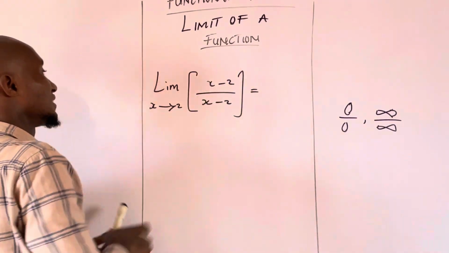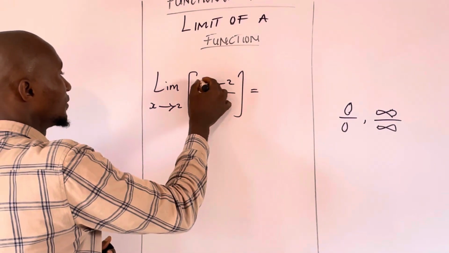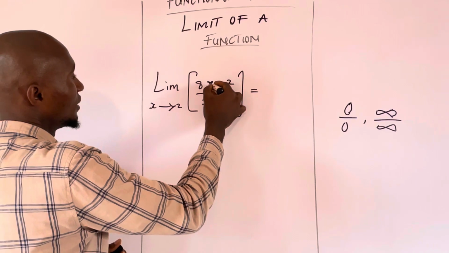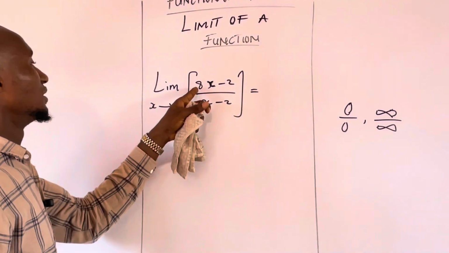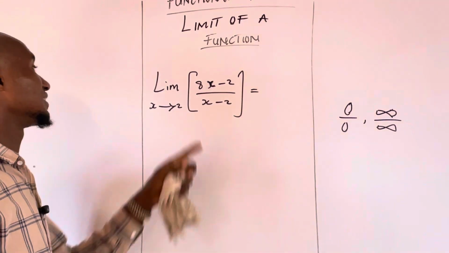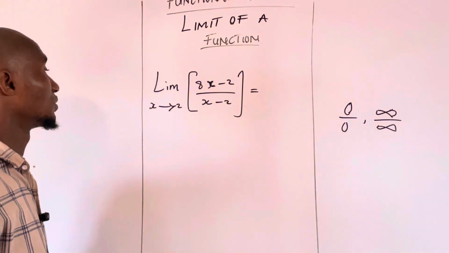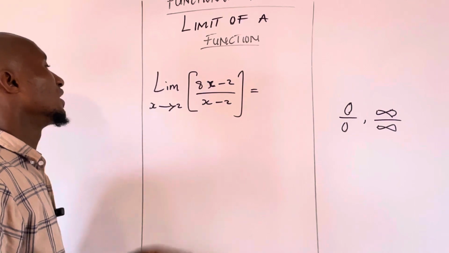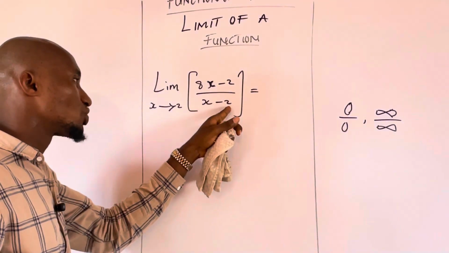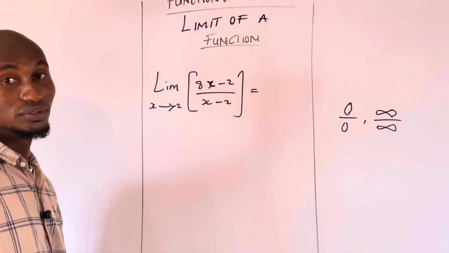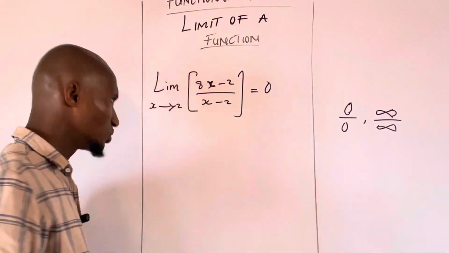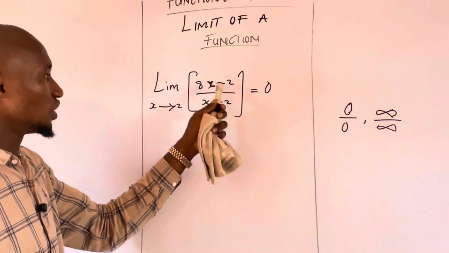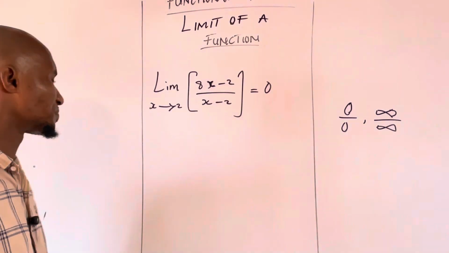Let's use 8 here. 8 times 2 is 16. 16 minus 2 is 14, over 2 minus 2, which gives us 0, right? Whether we use 8 or 4, it will also give us 0.